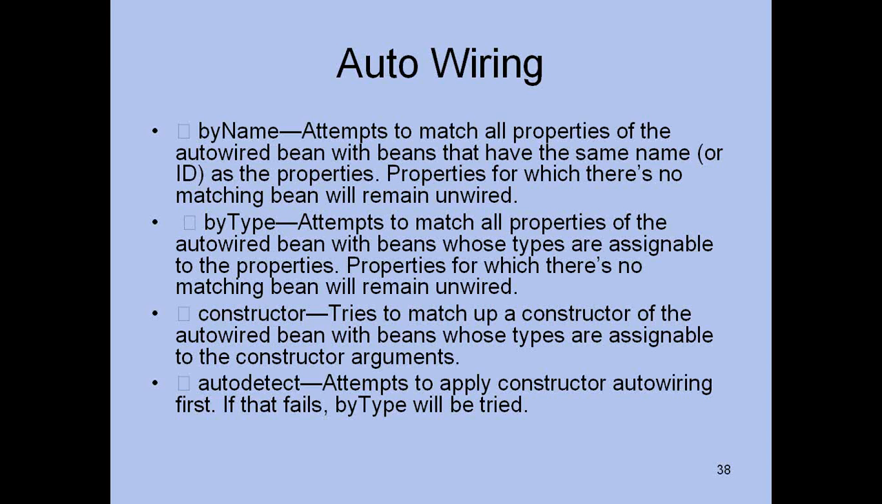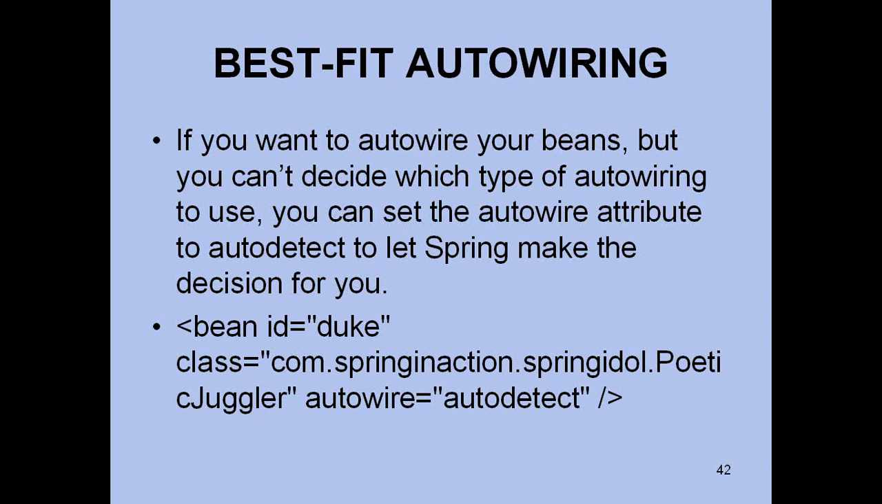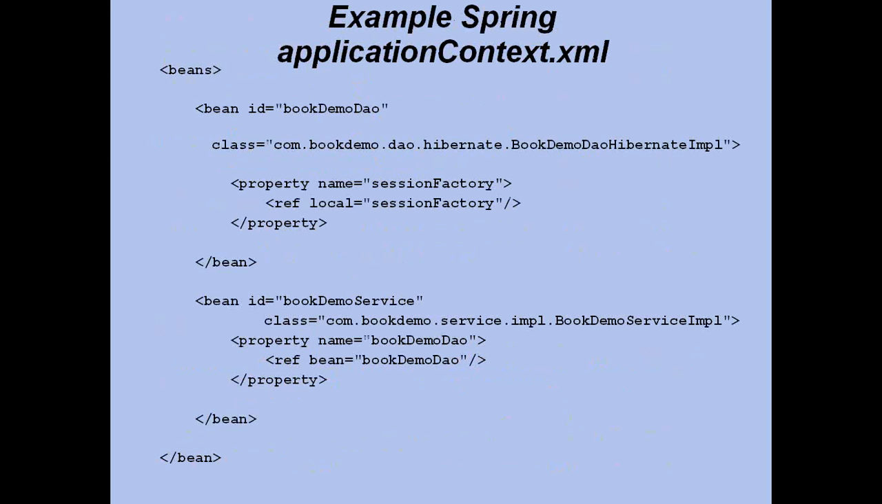When it comes to auto detect, it attempts to apply constructor auto wiring first, and if that doesn't work, then it attempts to inject by type. So that is about auto wiring.